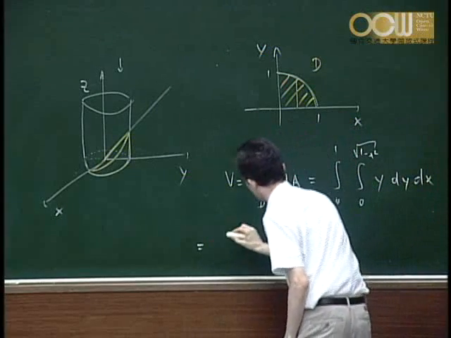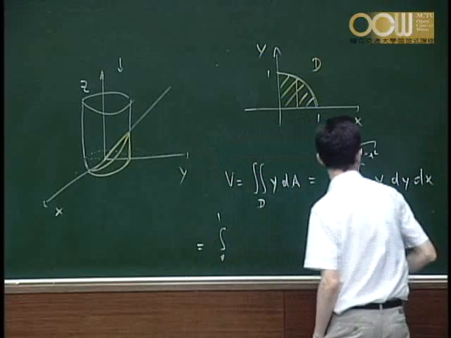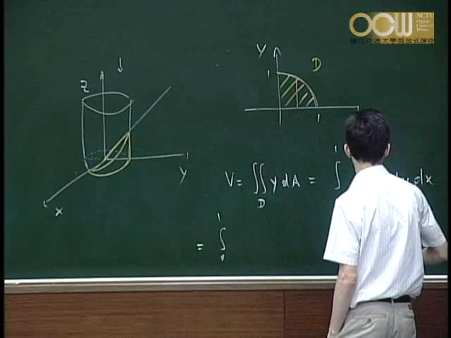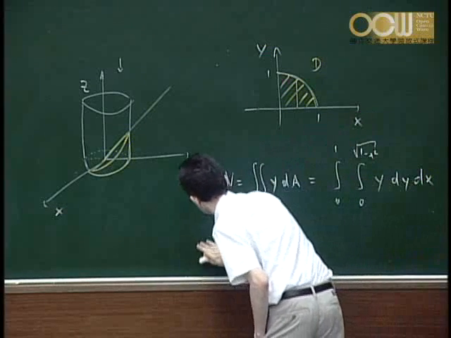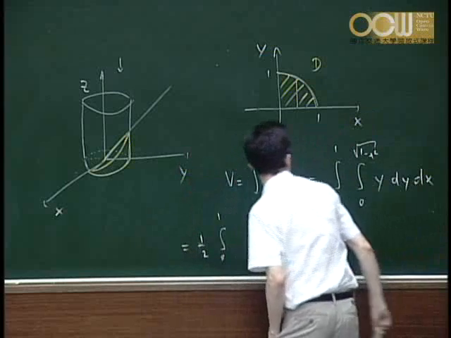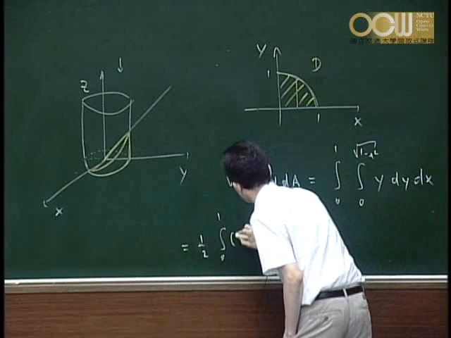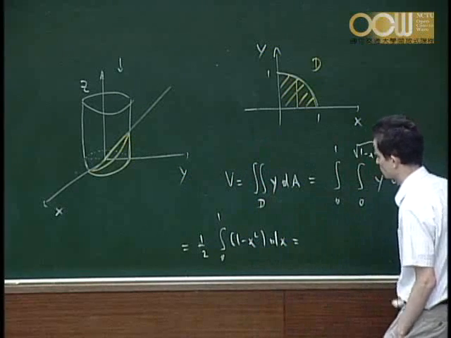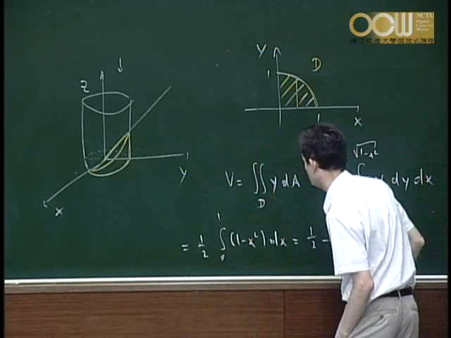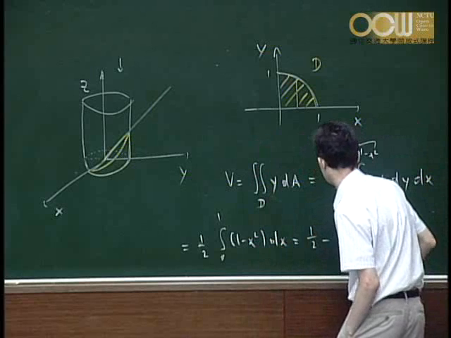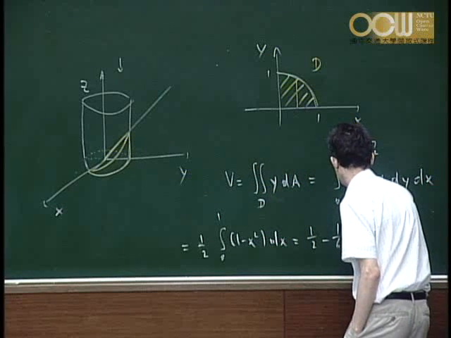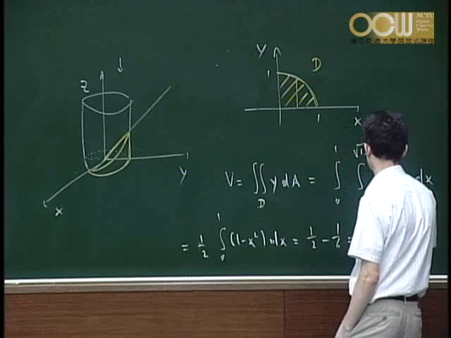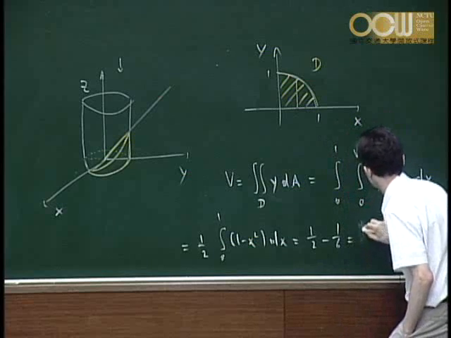Okay, so this is the integral from 0 to 1. Now the inner integration, of course, is easy. So what we get is 1/2 times y squared, so we have 1 minus x squared dx. Also, the outer integration is not complicated. So we have 1/2 minus 1/3, so 1/6, which is 2/6, which is 1/3.